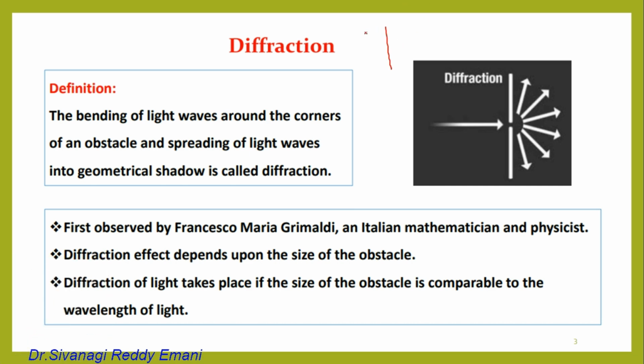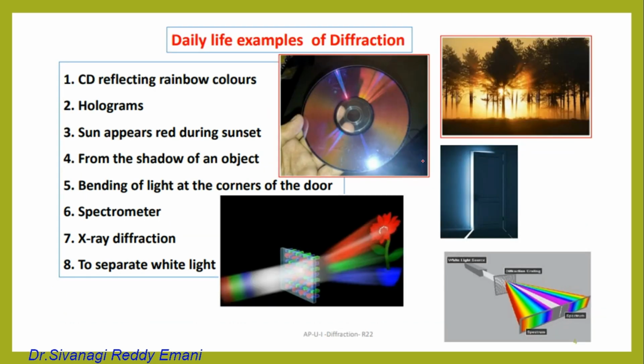Say if this is a sharp edge and a light ray is coming here, then it will get diffracted here in many directions. So diffraction of light takes place if the size of the obstacle is comparable to the wavelength of the light. These are some of the daily life applications of diffraction.